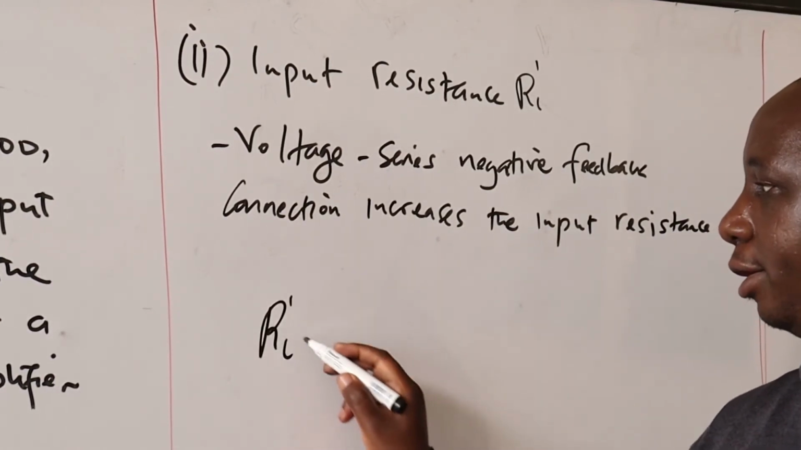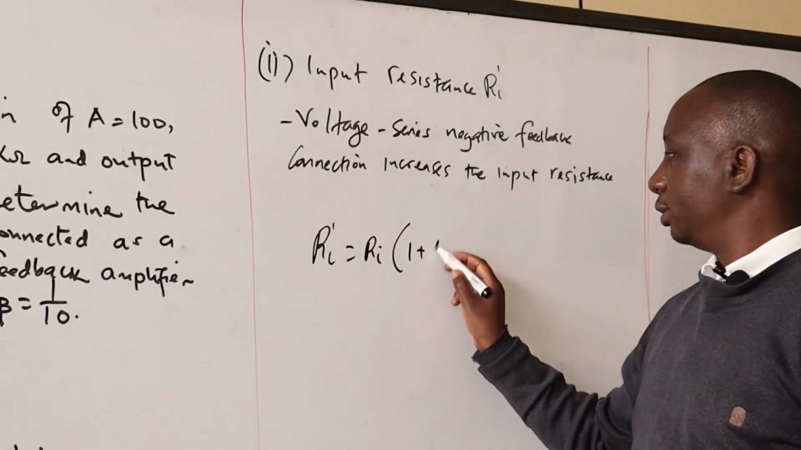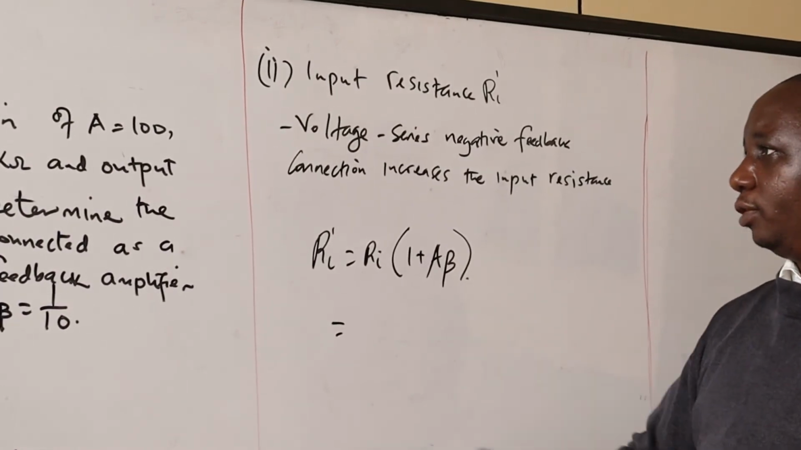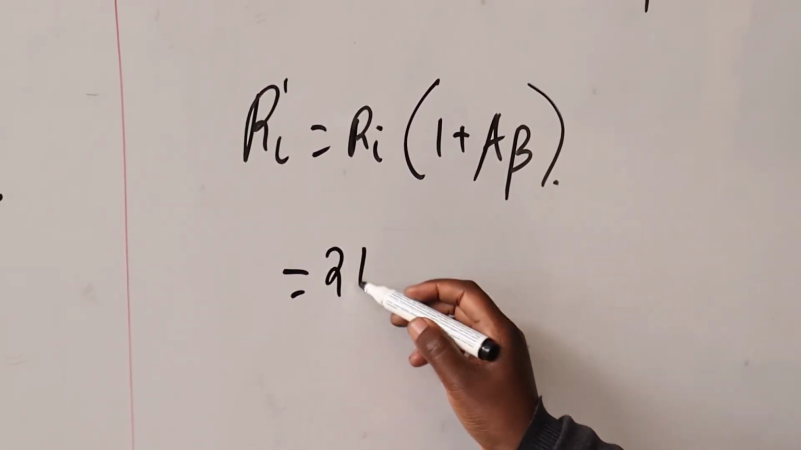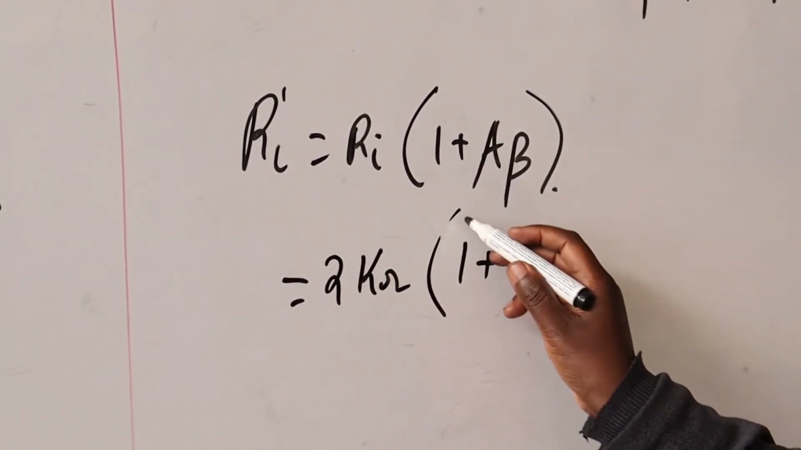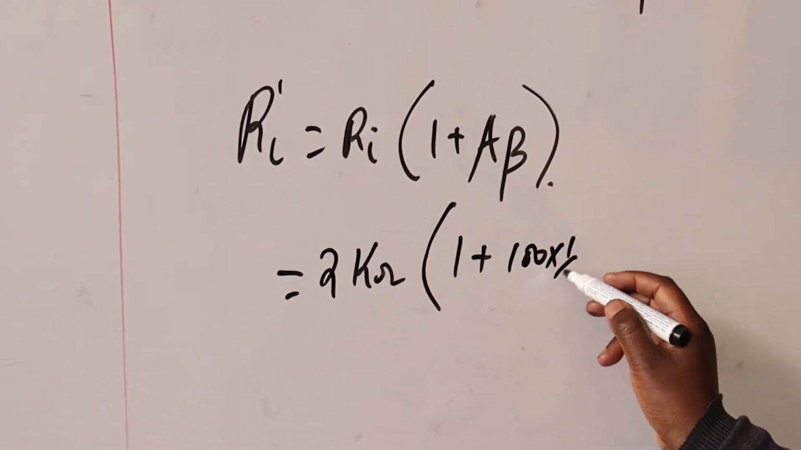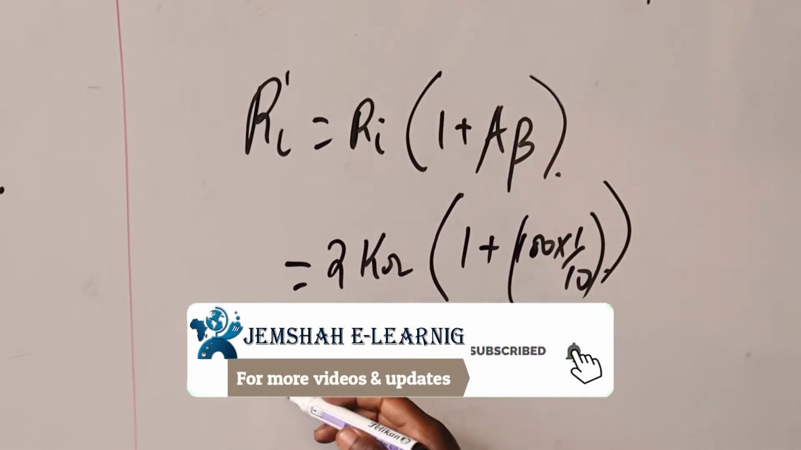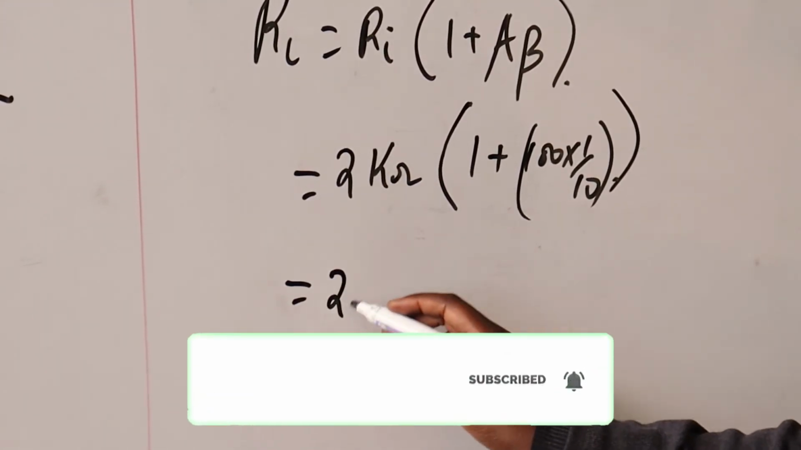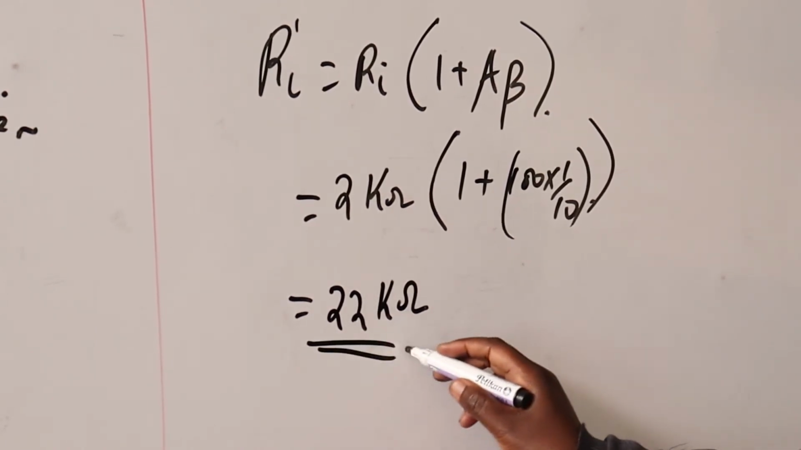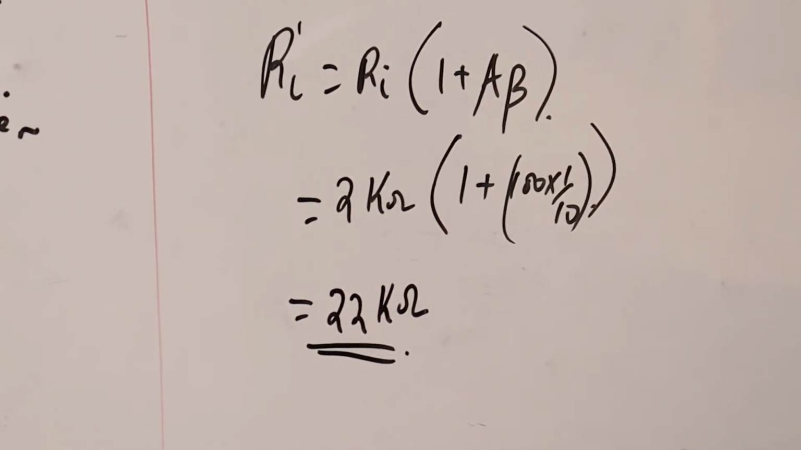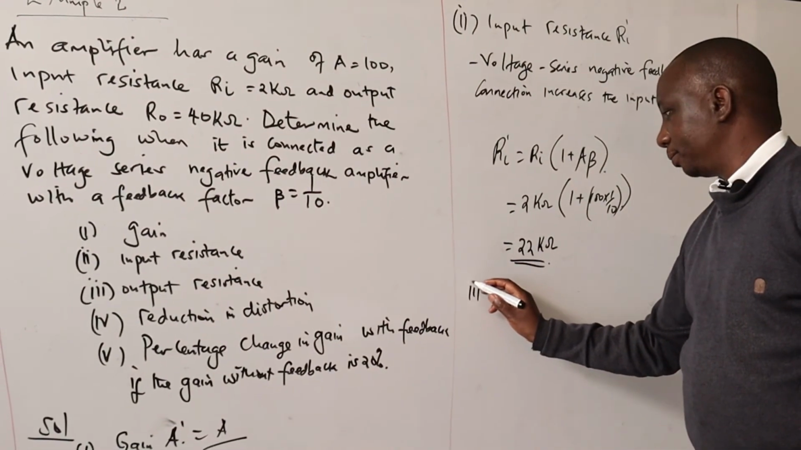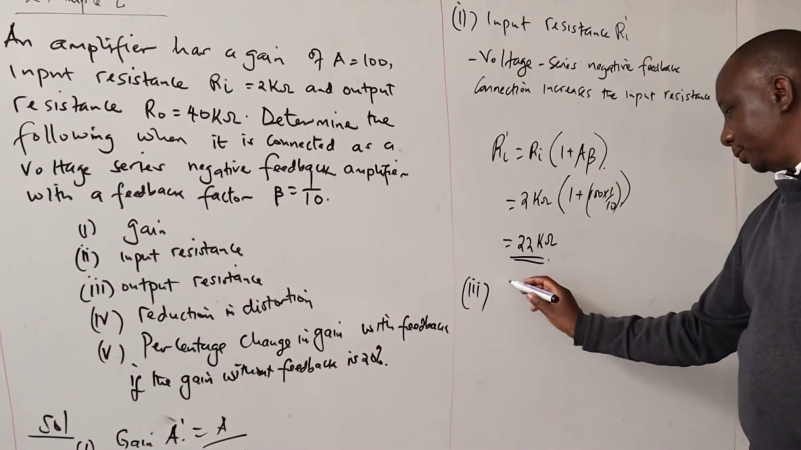So our R of I prime is supposed to be R of I times 1 plus A beta. When you have this, the input resistance in our equation was 2 kilo ohms times 1 plus our gain of 100 times 1 over 10. So we shall have this as 22 kilo ohms as our input resistance. Then we're going to go to part number 3. Part number 3 says we are asked to determine the output resistance.